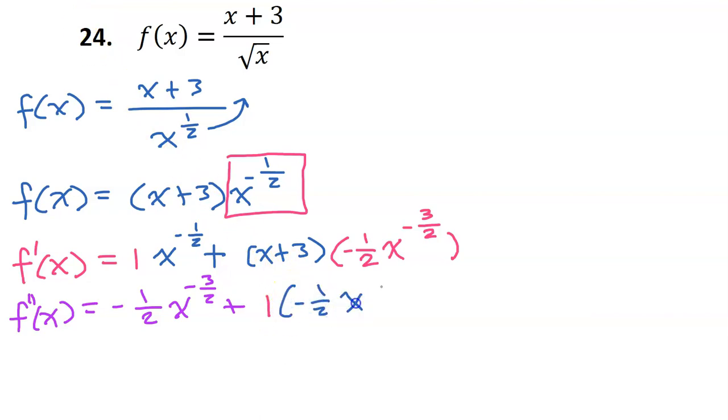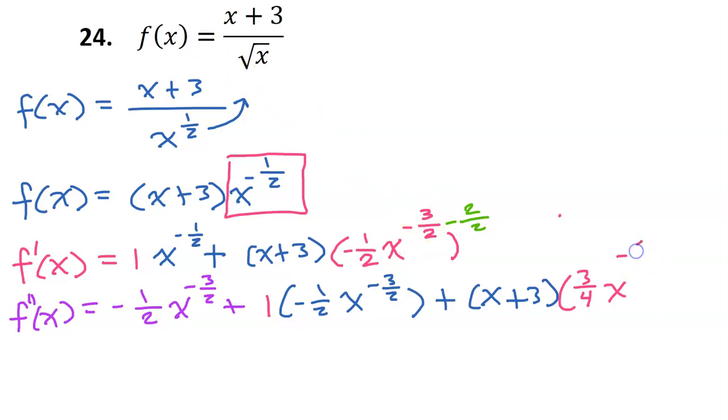So negative 1/2 x to the negative 3 over 2 power. You put a plus and then you go through it again. This time around you leave the first factor alone. So there's the x plus 3. And you take the derivative of the second factor. So here comes another power rule. So negative 3 over 2 times negative 1/2 is positive 3 over 4. Now I need to subtract 1 from this exponent. So I'm subtracting 2 over 2. So this will be negative 5 over 2.